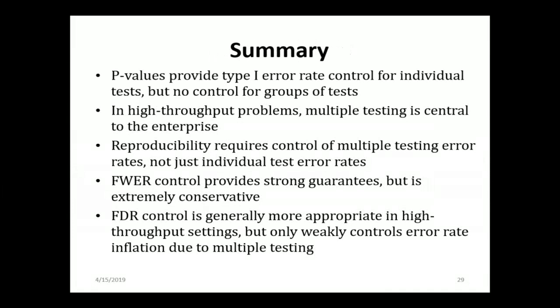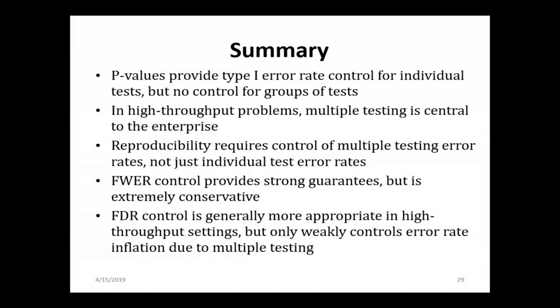So to summarize, the useful thing about p-values is that they do provide type 1 error rate control, but they do so only for individual tests. They don't really give you any control over groups of tests. And in general, when you have large groups of tests, they become increasingly irrelevant. And in high throughput problems, multiple testing is really central to the enterprise. We have lots and lots of features, and we want to see how many of these features are differentiated between the groups that we care about.